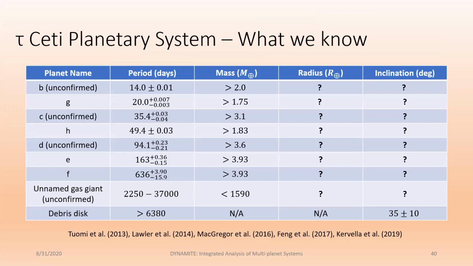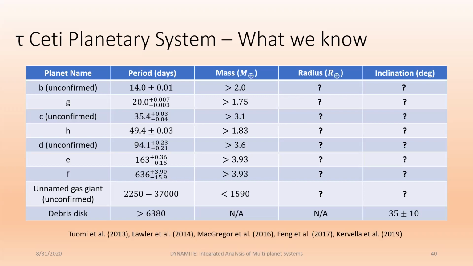So again, here is a subset of information describing what we know about the planetary system that is pertinent to how we run DYNAMITE. The Tau Ceti planetary system happens to be the third closest confirmed multi-planet system in the NASA Exoplanet Archive. And the current orbital architecture consists of 4 known planets, G, H, E, and F, with periods between 20 and 640 days, and M sin i values between 1.75 and 4 Earth masses. There are also 3 unconfirmed candidates in the inner system, B, C, and D, with periods between 14 and 94 days, and M sin i values between 2 and 3.6 Earth masses.